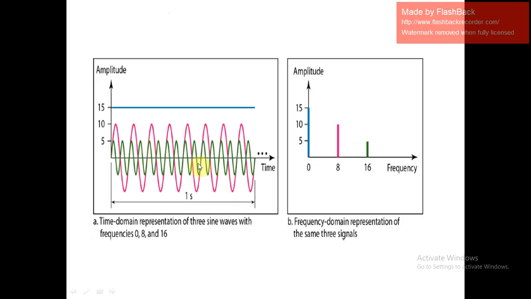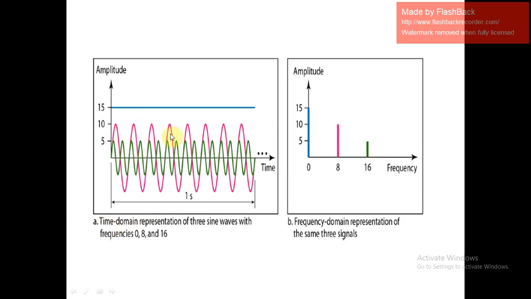So this is an example of three sine signals with different frequencies 0, 8 and 16 here. If I want to get the spectrum of this combination of three signals, we will have a three-line spectrum, each denoting one signal. Okay, so these are the three signals, having amplitude 5, amplitude 10 and amplitude, maybe whatever is the value.